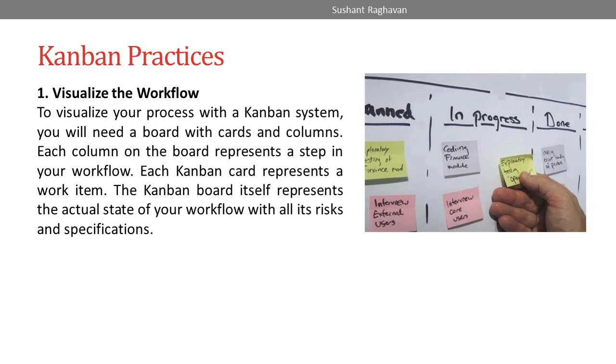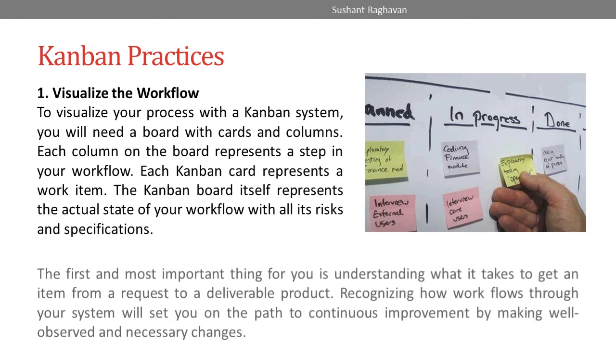To visualize your process with a Kanban system, you will need a board with cards and columns. Each column on the board represents a step in your workflow. Each Kanban card represents a work item. The Kanban board itself represents the actual state of your workflow with all its risks and specifications.